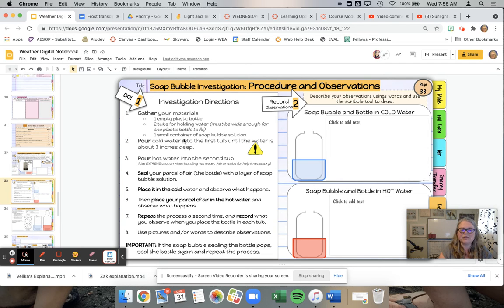And it says here, small container of soap bubble solution. I just used liquid dish soap. If you happen to have bubbles, like if you have, say, a 4.5-year-old living at your house, you may have bubble solution. That will work great too. It does need to be liquid, and that is because it's going to seal the top of the bottle. The same thing will happen whether it's sealed or not. It's just that you won't really be able to observe what's happening, because the soap is going to show us what's happening to the molecules.